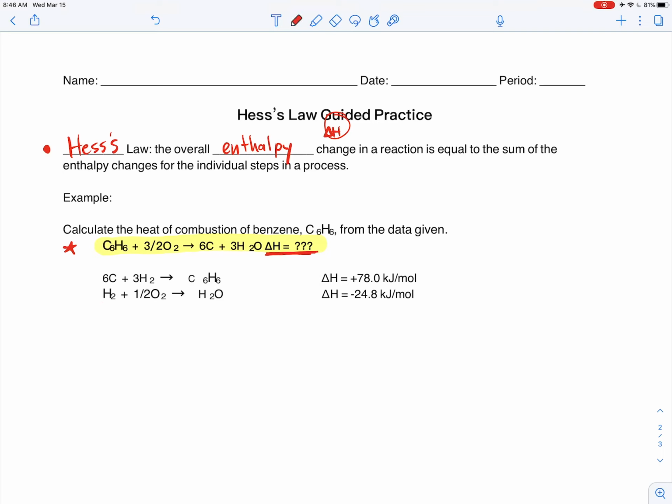So how do we do that? So let's first start by recognizing, what are the common things we see here. So here I've got 6 carbons and C6H6, that's benzene. Those are both present in that main equation we're trying to get to, but they're on the wrong side of the equation here. So what we want to do is we want to flip these around. Okay, so we're going to rewrite this and flip it around so that these chemicals are on the correct side.